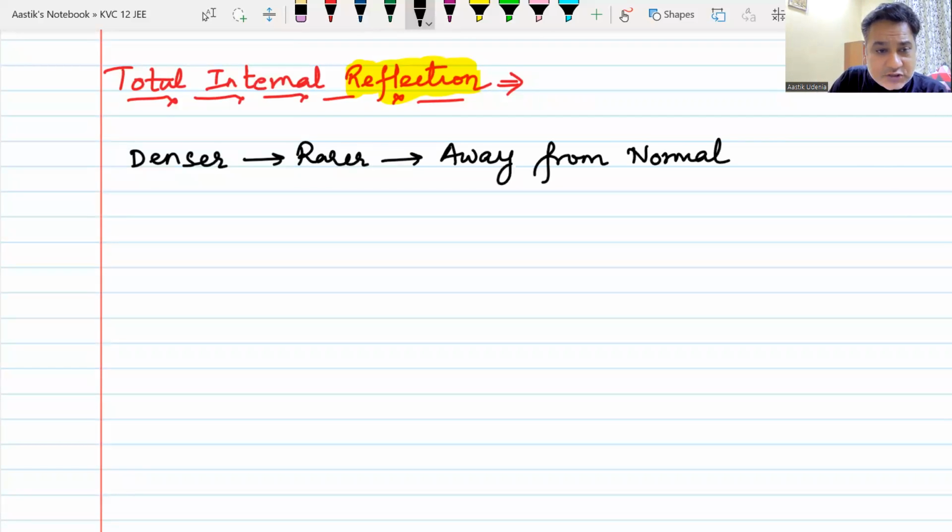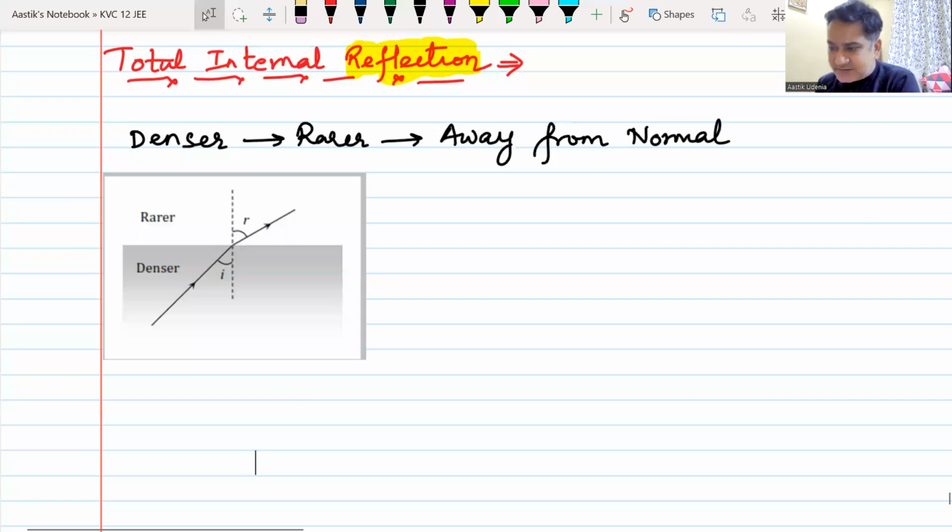When light goes from denser medium to rarer medium. Do we remember this DRA? I told you the short form DRA. Yes, we remember, sir. When light goes from denser medium to rarer medium, it bends away from the normal. Something wrong here. Okay, it bends away from the normal. This is just a diagram. It is going from denser medium to rarer medium. It goes away from the normal.